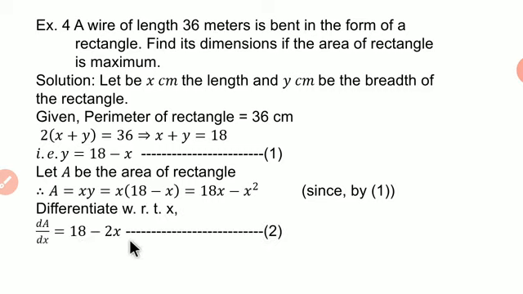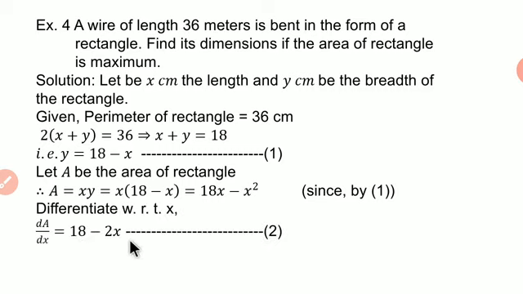Now for extreme values, that is maximum area, dA by dx is equal to 0. So we get 18 minus 2x is 0. And solving this, we get x is equal to 9. Now for this x equal to 9, d square A by dx square is equal to again minus 2, because it is constant for any value of x. And we observe it is negative. Therefore, the area of the rectangle is maximum at x is equal to 9.